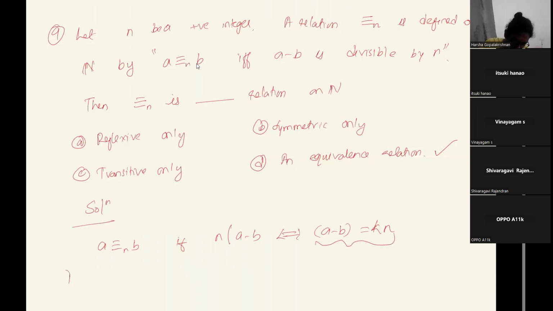First, we will check the reflexive condition. What is reflexive? A should be related to A. Is this true? Yes, because if A is related to A, then A minus A should be a multiple of n. That is, n should divide A minus A. It is true. A minus A is 0, which is 0 times n, right? So it is a reflexive relation. Is this clear?